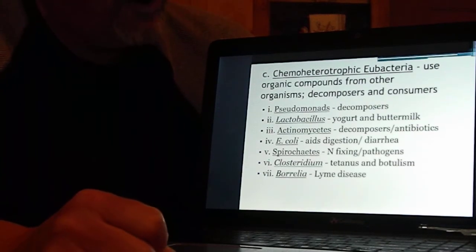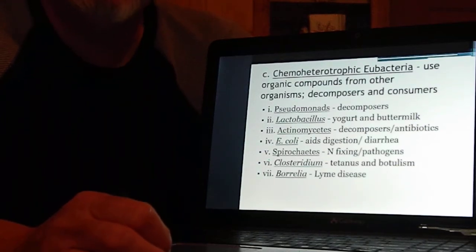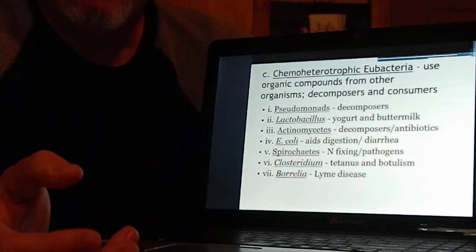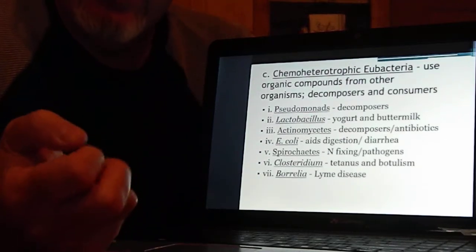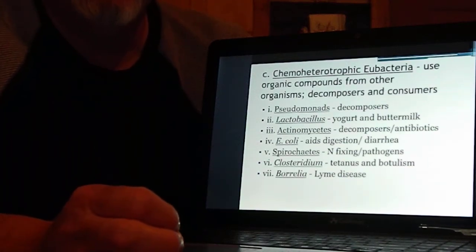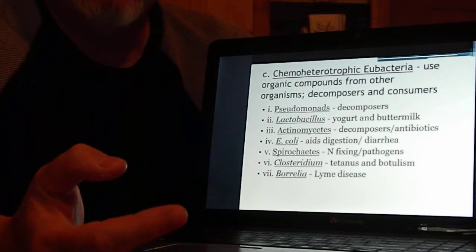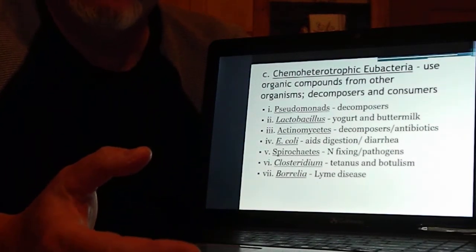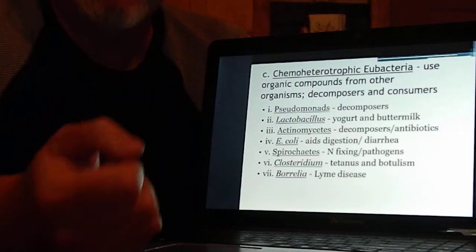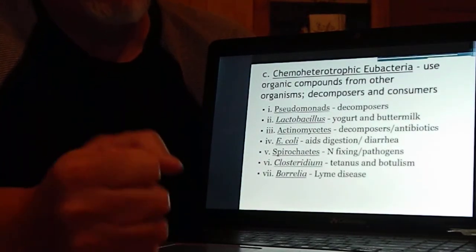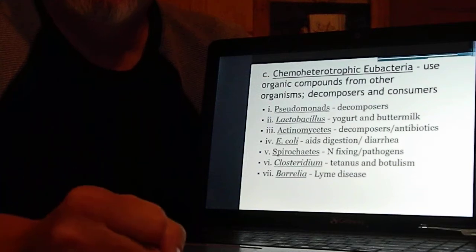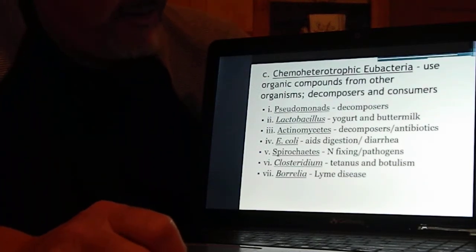Actinomycetes are sort of fungal-like bacteria. They decompose stuff in the soil, and if you take some dirt and smell it, that dirt smell is actually a byproduct of these decomposers, these actinomycetes, that are breaking down organic material. As they do, they release this compound called geosmin, and this compound makes the dirt smell. So when you pick up some dirt and smell it and say, oh, that's good dirt, farmers like that, then that smell, the dirt smell, is called geosmin. It's produced by these actinomycetes.